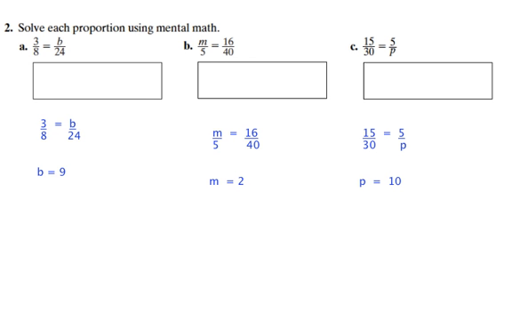What can we divide 15 by to get 5? 15 divided by 3 is 5. So we need to take 30 and divide by 3 to figure out p. 30 divided by 3 is 10. So p equals 10.